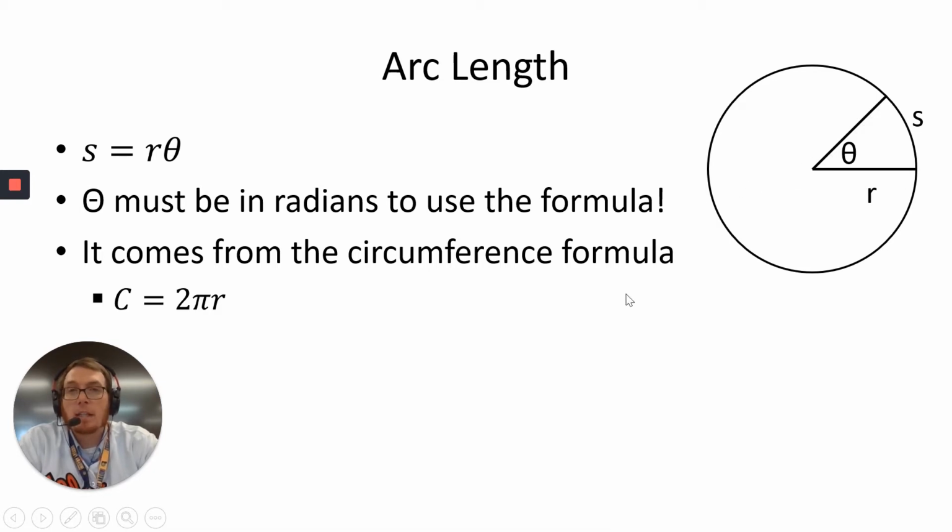You've been doing this formula actually for a long time because circumference is 2 pi r. So if you use this formula, the radius times 1 time around the circle is 360 or 2 pi radians. So this formula is just a more general formula if you have part of a circle compared to circumference, which is the whole circle. But remember that theta must be in radians.